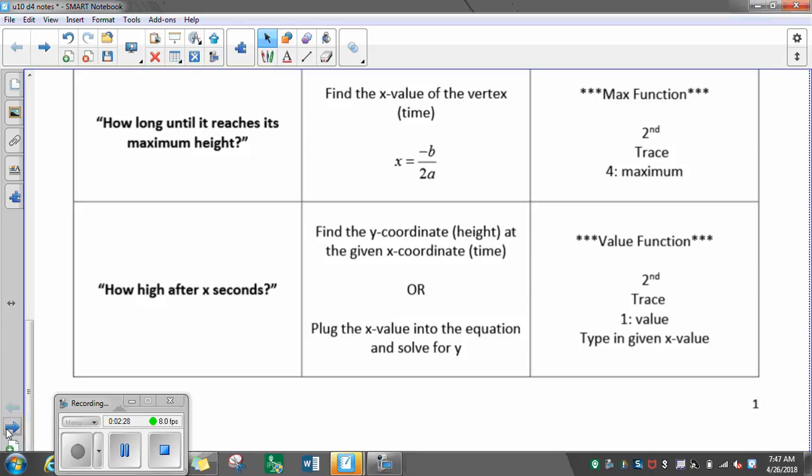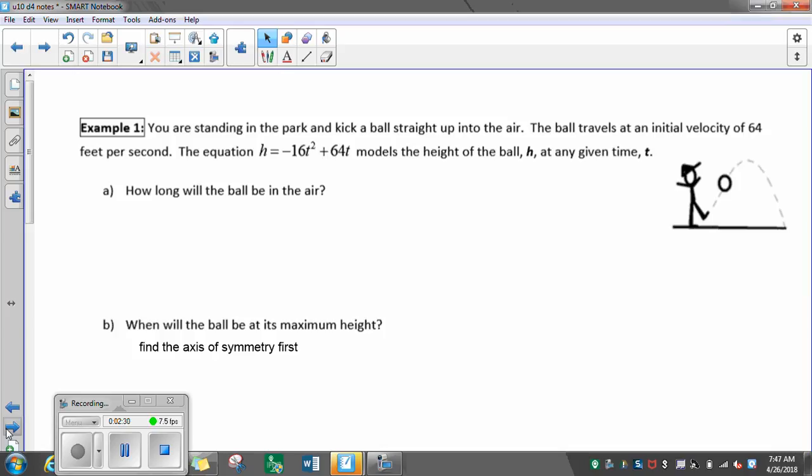So let's go ahead and try some word problems. Example 1. You're standing in a park and kick a ball straight up in the air. The ball travels at an initial velocity of 64 feet per second. The equation is h equals negative 16t squared plus 24t. Most of the time you're going to get an equation, okay? So there are 3 parts to this.